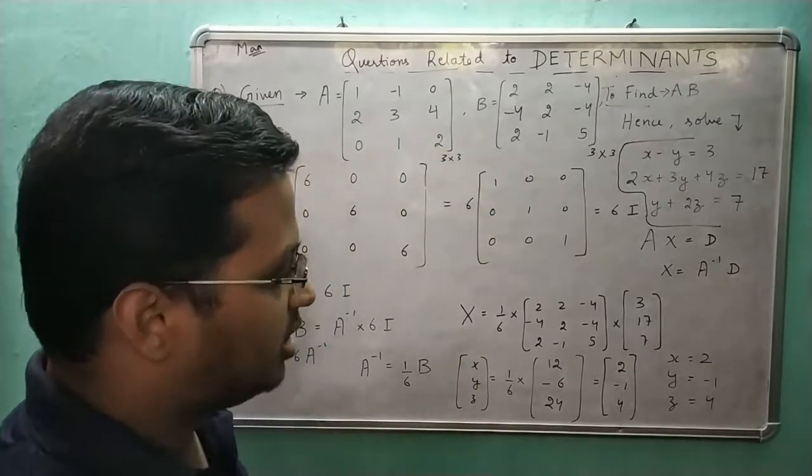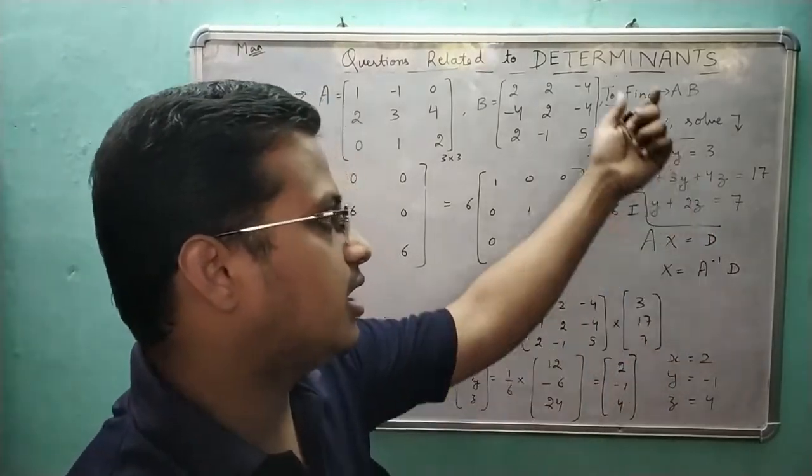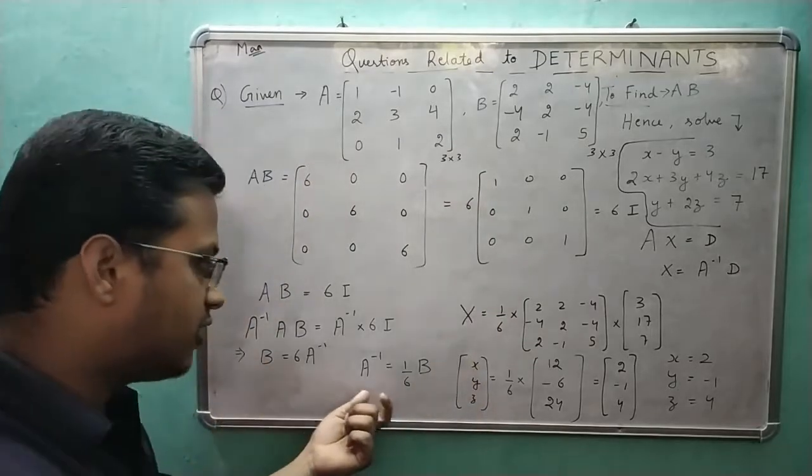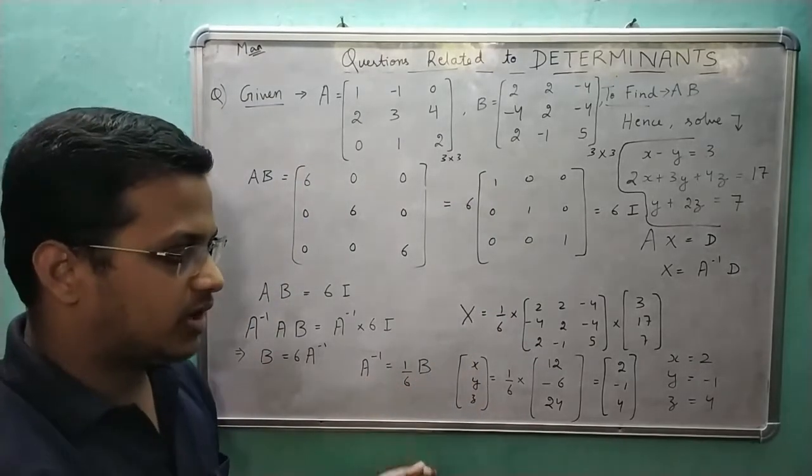Alright, here you can see that we did not require to find A inverse because of this product. This product already gave us A inverse directly. Alright.